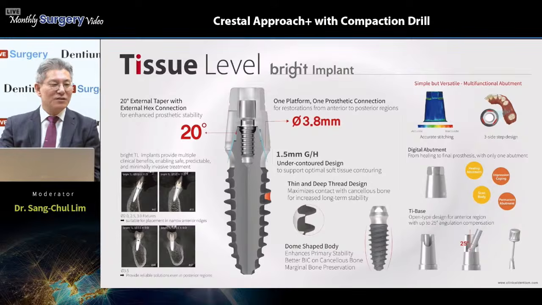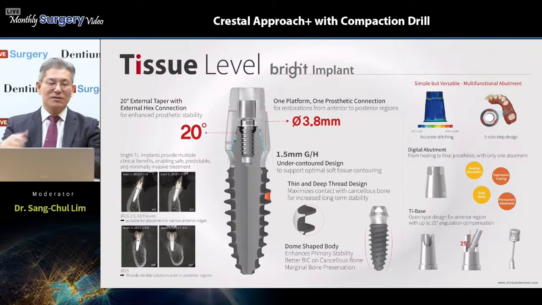Okay, about the tissue level of Bright implant, I have already introduced you many times the 20-degree external connection type and the fatty belly style. The middle portion is wider than the apex and top, and the platform is the same one size, 3.8 millimeter, and one connection. Another naming is a single connection for the convenient prosthetic procedure. And the 1.5 gingival height.